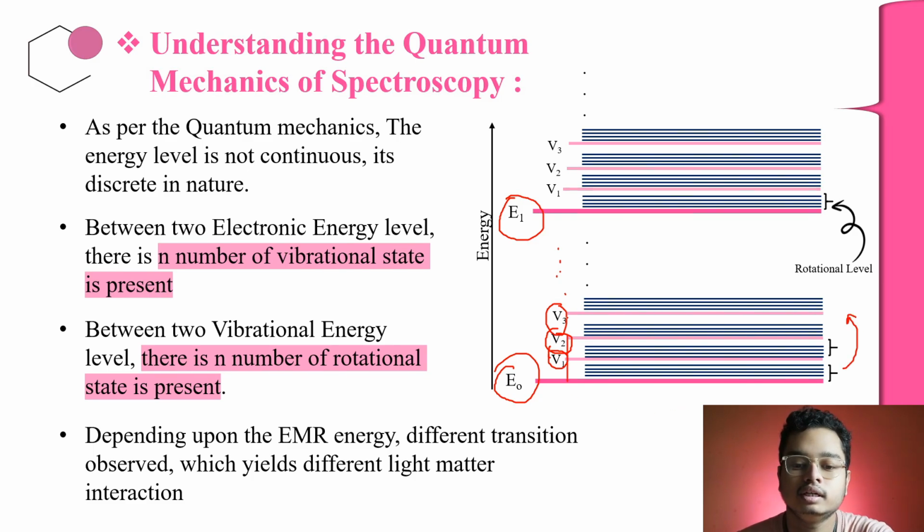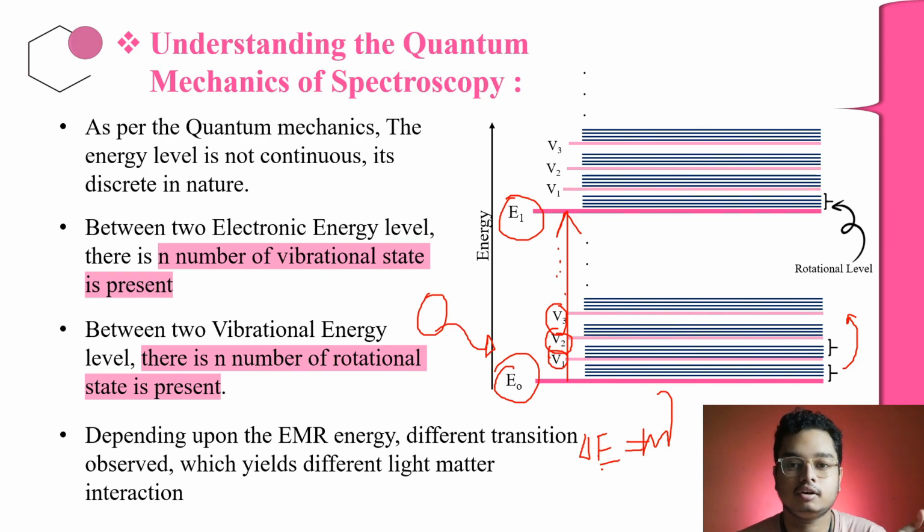Now we know that quantum mechanically a transition can be observed when the EMR, or electromagnetic radiation, has energy equal to the energy gap, delta E equals h nu. That means the energy of the light or the electromagnetic radiation is equal to the transitional energy. Then the transition is observed.